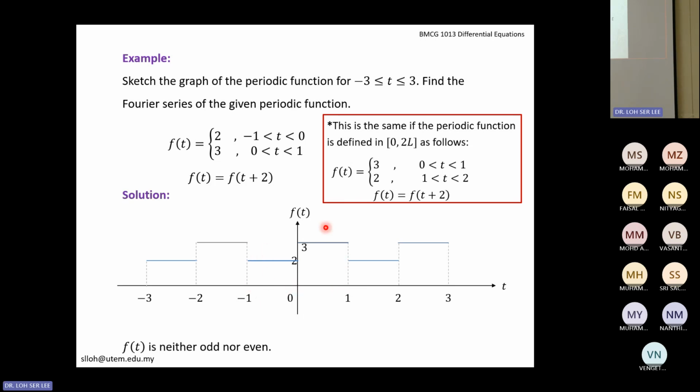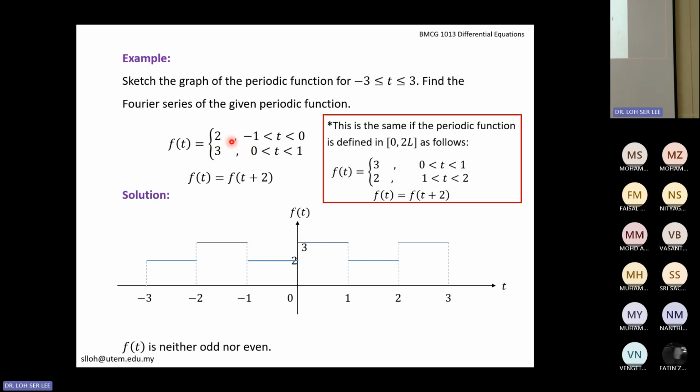So we copy this and then we paste it on the right and on the left, because it wants the graph from -3 up to 3. Okay, from -3 up to 3. So this is the graph. Then find the Fourier series of this given periodic function.